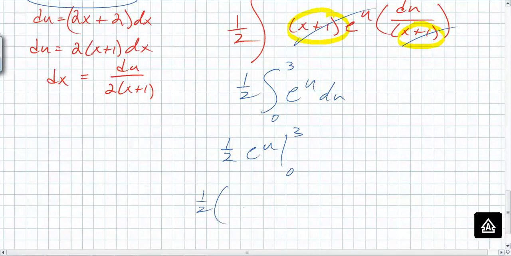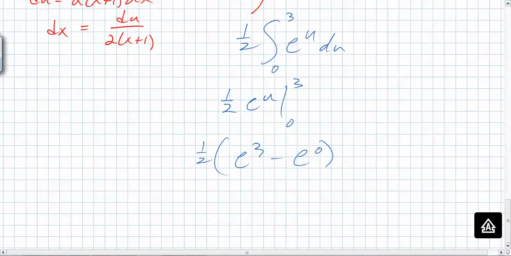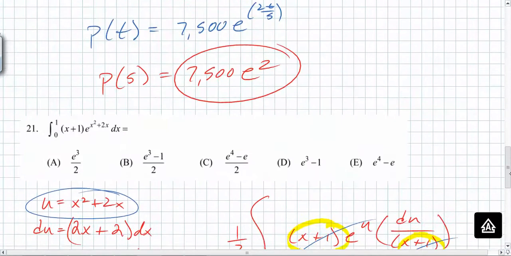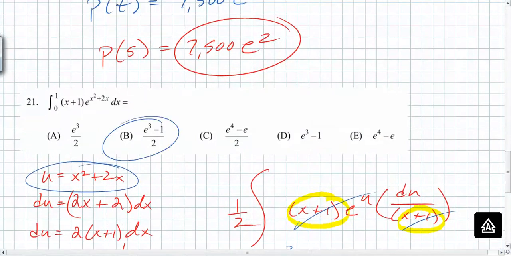So you end up with 1/2 times e cubed minus e to the 0. Famous thing is that e to the 0 is in fact what? 1. So you have e to the 3 minus 1. So what do you end up with? Let's just see what the possible answers are. Is it there? Yeah, it is.